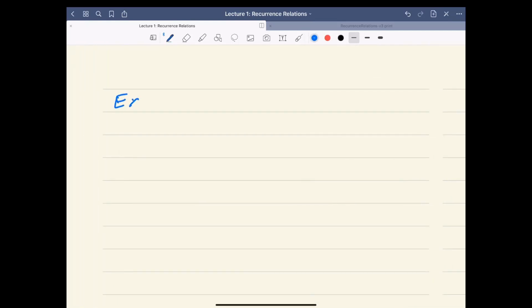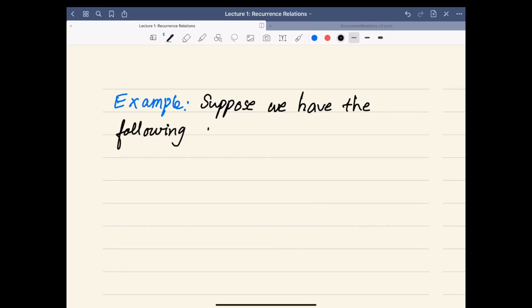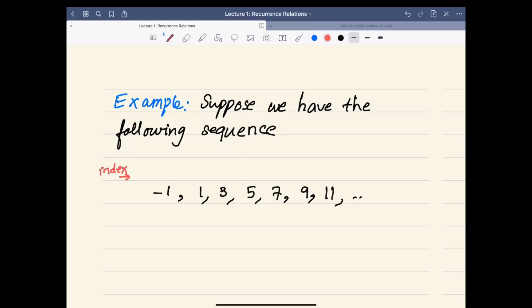So as an example, suppose we have the following sequence. It is -1, 1, 3, 5, 7, 9, 11, and we continue. Our job is to describe this sequence mathematically. We will put an index for these numbers, an index for the location of each number.